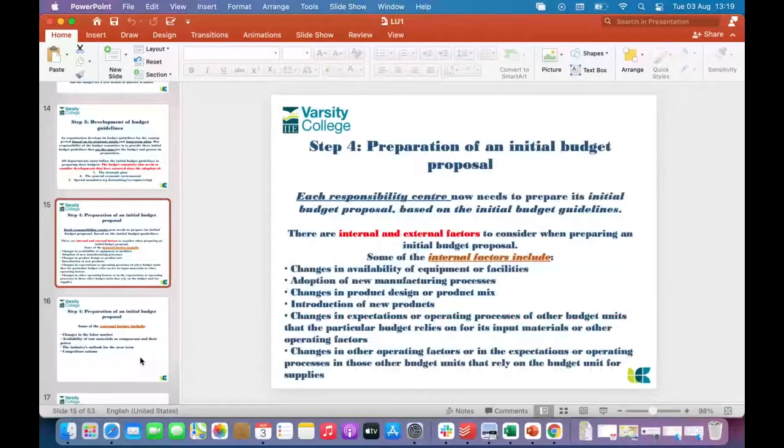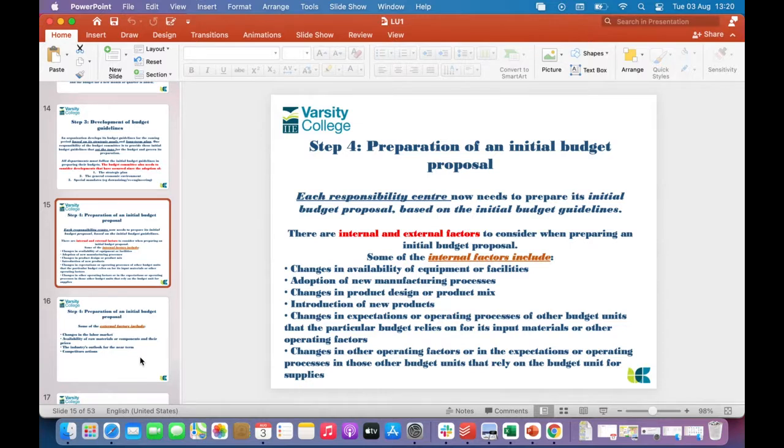Okay, then preparation of an initial budget proposal. Here we're basically just talking to the fact that there are internal and external factors to consider when preparing the initial budget proposal. Some of the internal factors: changes in availability of equipment or facilities, adoption of new manufacturing processes, introduction of new products, right? All these things that are taking place in the business, all right?